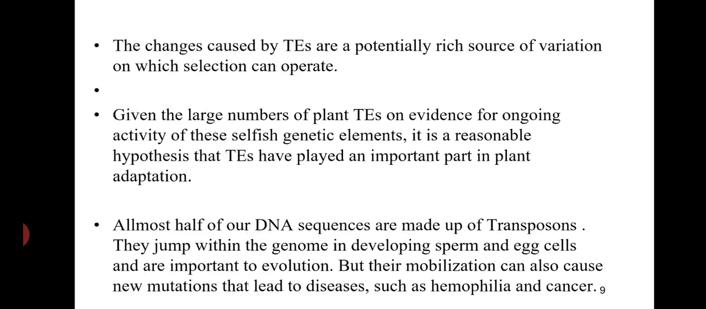So almost half of our DNA sequences are made up of transposons. They jump within the genome in developing sperm and egg cells and are important to evolution. They jump within the germ line, into the developing sperm and eggs, so that they carry out evolution in the species. But their mobilization can also cause new mutations that lead to diseases such as hemophilia and cancer. So transposition may be harmful, causing fatal diseases like hemophilia and cancer also.